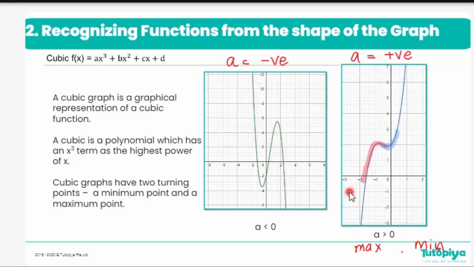On the other hand, if I'm looking at a negative cubic curve, then what we would be able to see is that if you look at the graph from left to right, we would encounter a minimum turning point first, and then a maximum turning point.